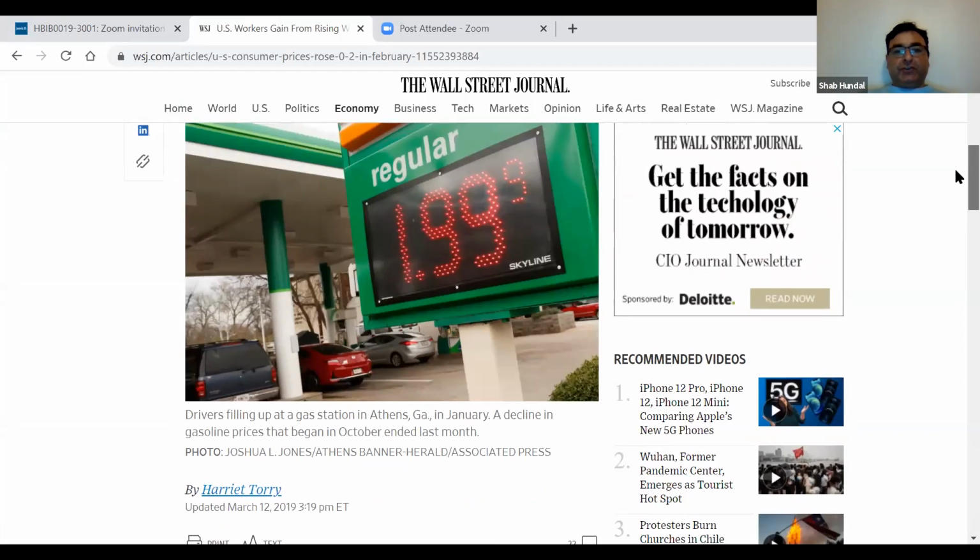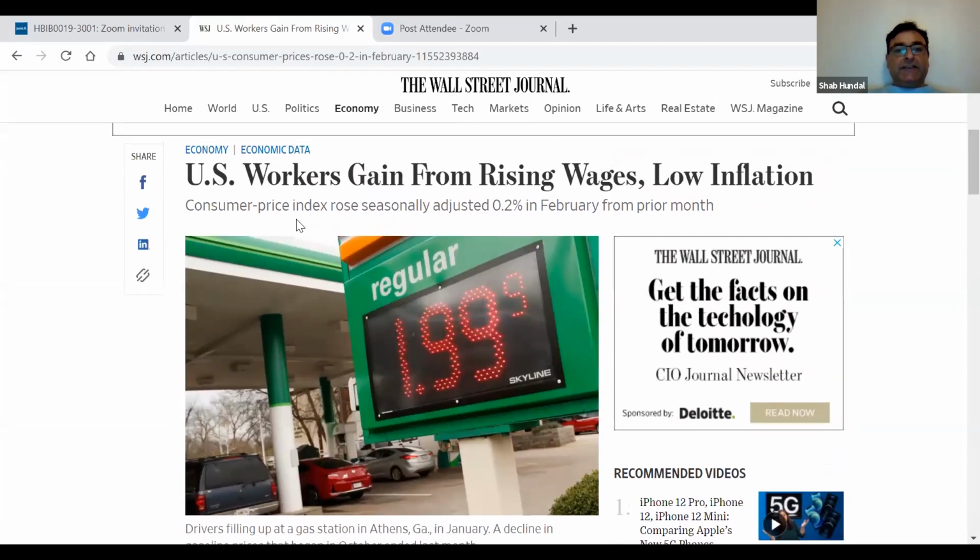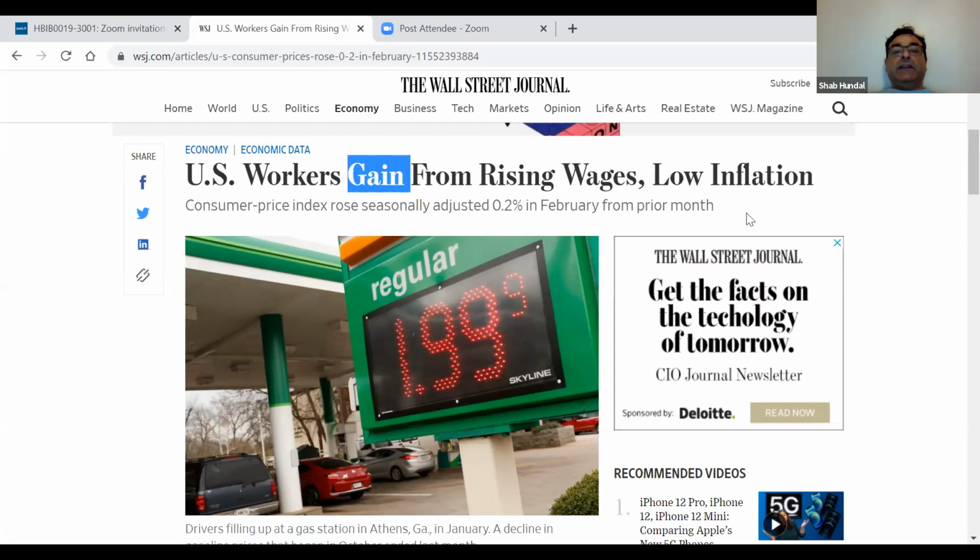It's a Wall Street Journal article, and it says that U.S. workers gain from rising wages and low inflation. Look, this consumer surplus is a technical phrase, and this is only understandable by people who study economics. Since not everybody uses these phrases in our normal language, we still normally say gain, loss. So this word workers gain, when they say this gain, it basically is referring to the consumer surplus.